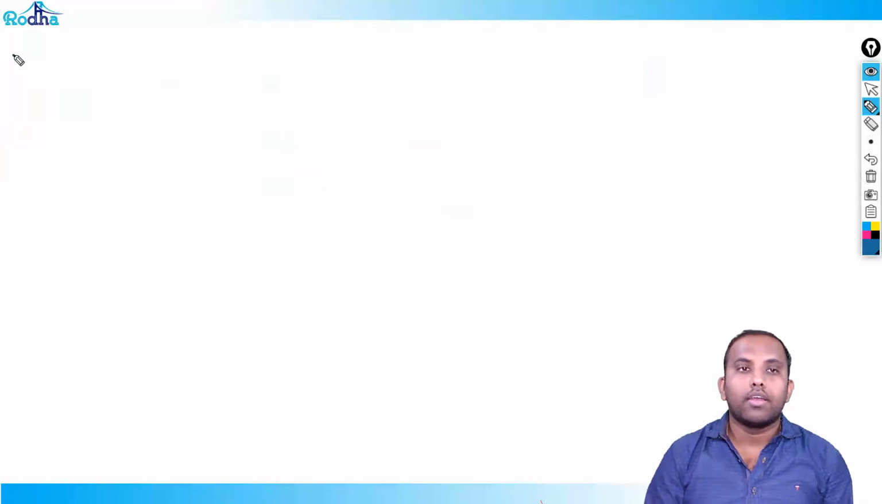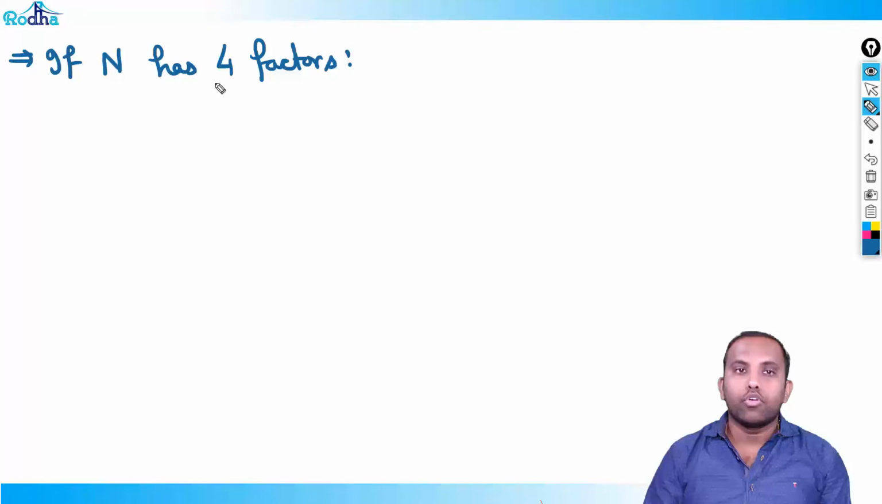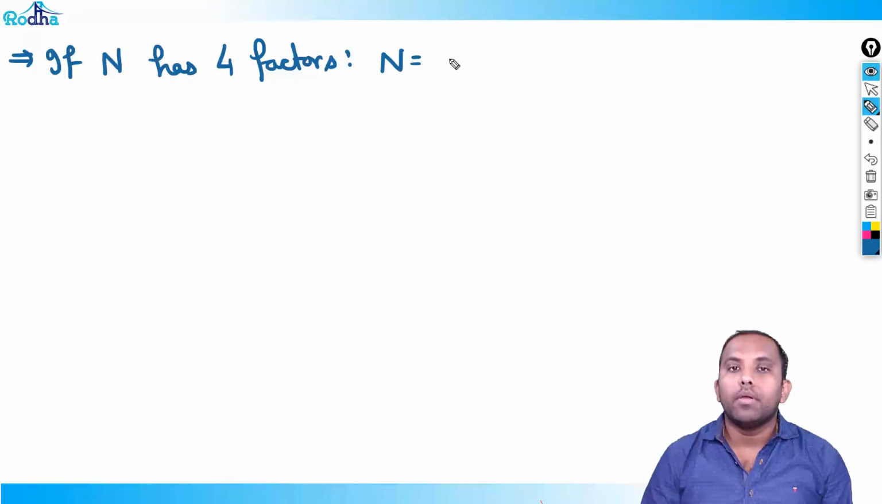Now again, let's discuss a case. If n has 4 factors, what is the value of n? 4 factors means a prime number, let's say a, raised to the power factor minus 1. So 4 minus 1 is 3. So n is of the form a cube, right?